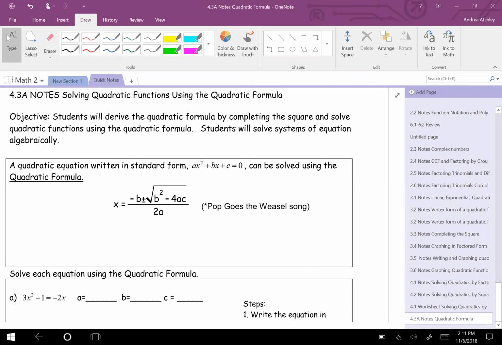Okay, so far we've learned how to solve a quadratic by factoring and by square rooting. Unfortunately, those don't always work. Sometimes we can't factor and sometimes we can't square root. So then we have the quadratic formula. The quadratic formula is derived by completing the square with a quadratic that's in standard form. It works for all quadratics in standard form. You need to memorize it. It's very important to memorize.